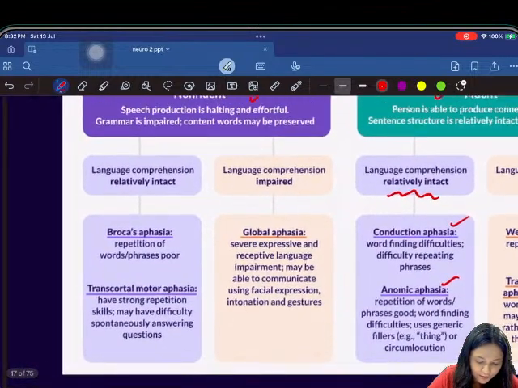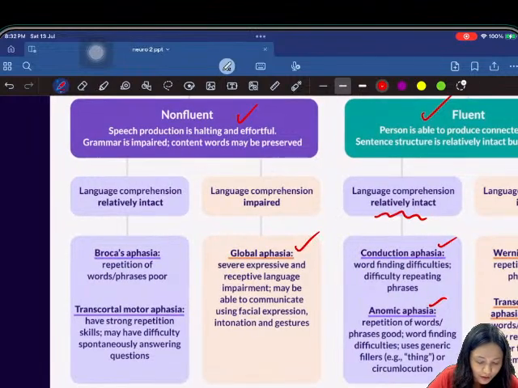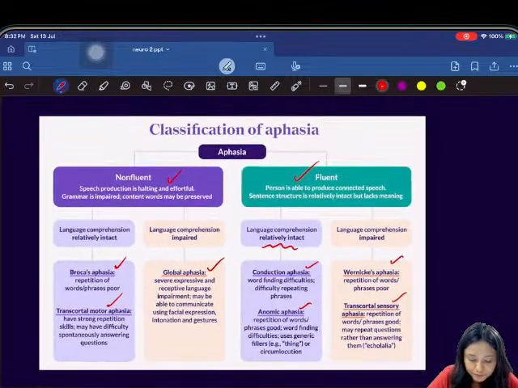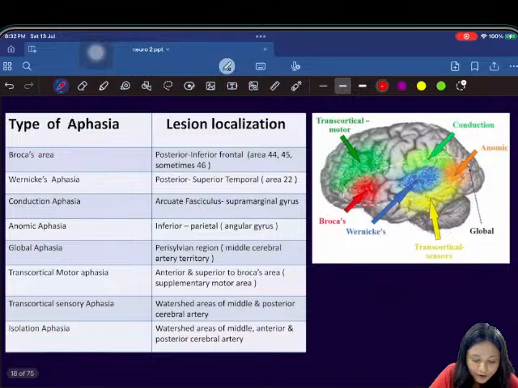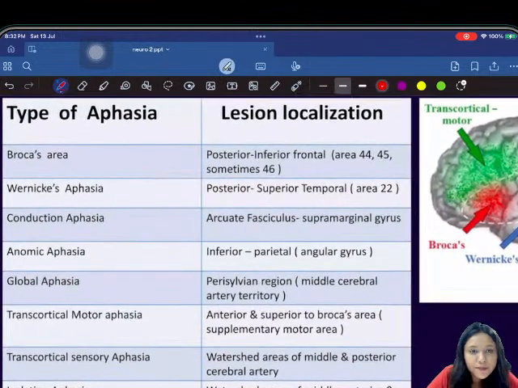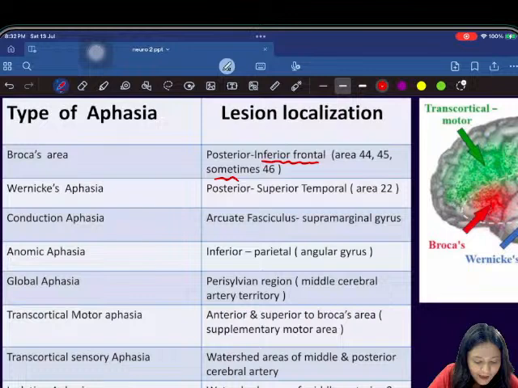So you can just remember that in global, everything will be gone, and in Broca's it is non-fluent. You might also have transcortical motor aphasia. Okay, I've already mentioned this. Now this table is important for you. Try to remember this table, because where does the Broca's area lesion occur? Just now I told that Broca's area is the inferior frontal gyrus. Okay, inferior frontal gyrus, and Wernicke's aphasia is in the posterior part of the superior temporal gyrus, area number 22.